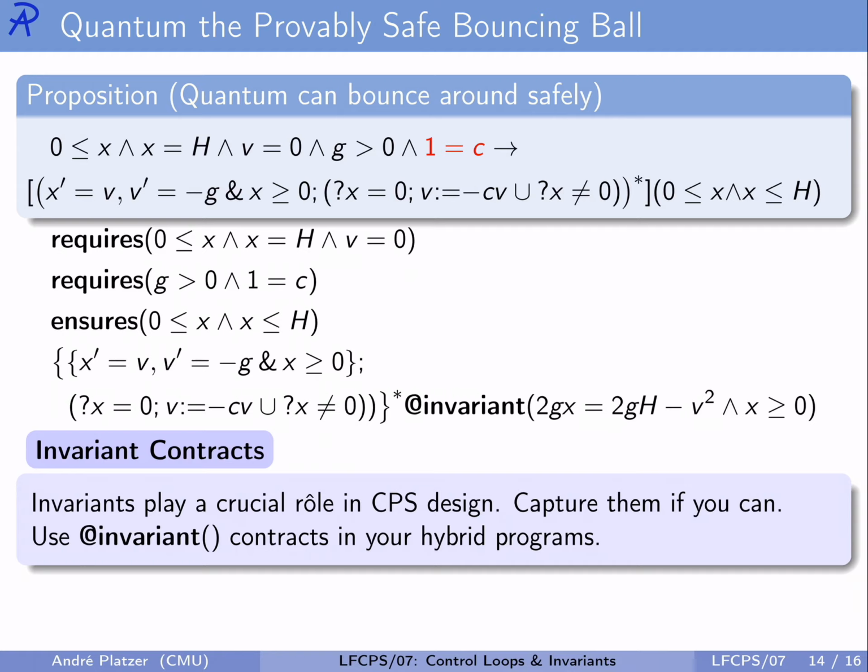Invariants play a crucial role in CPS design, which is why you should be capturing them if you can. Always write them down with invariant contracts in your hybrid programs. First of all, this helps the human designer when understanding your program. Also, when another CPS programmer is changing your program, they will know what you need to be preserving in order to make those changes correct. Or if you do that 2 weeks from now. And these invariant contracts also help simplify the proof a whole lot.